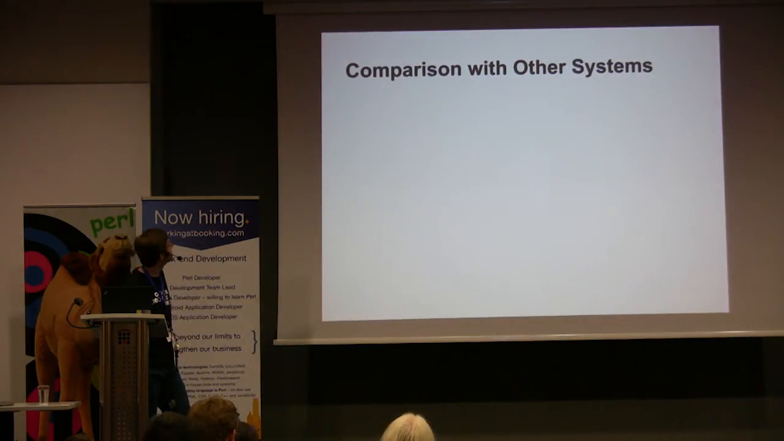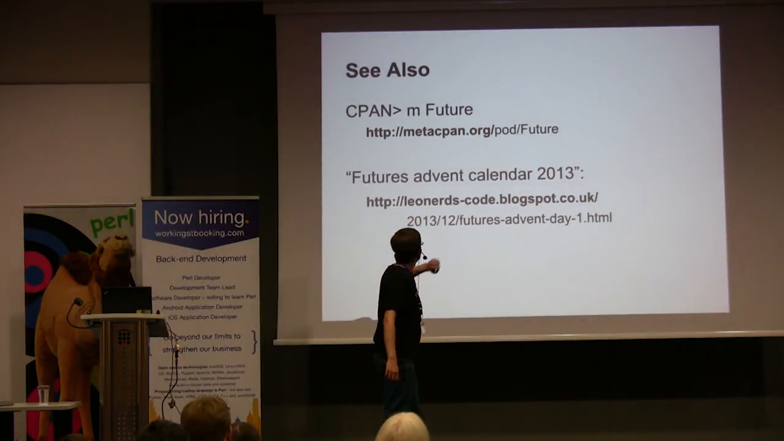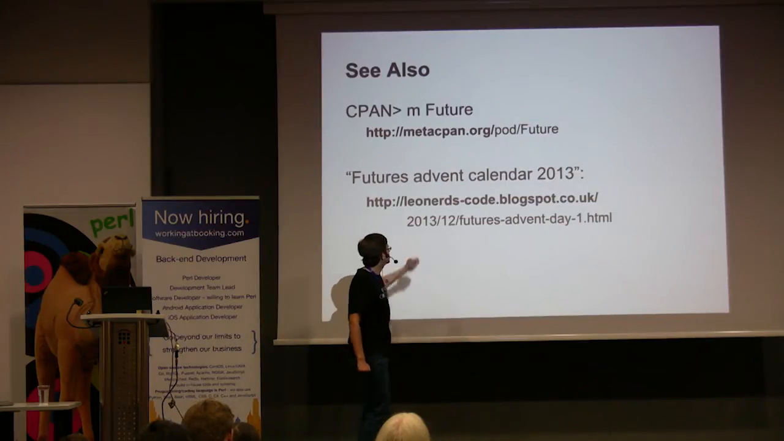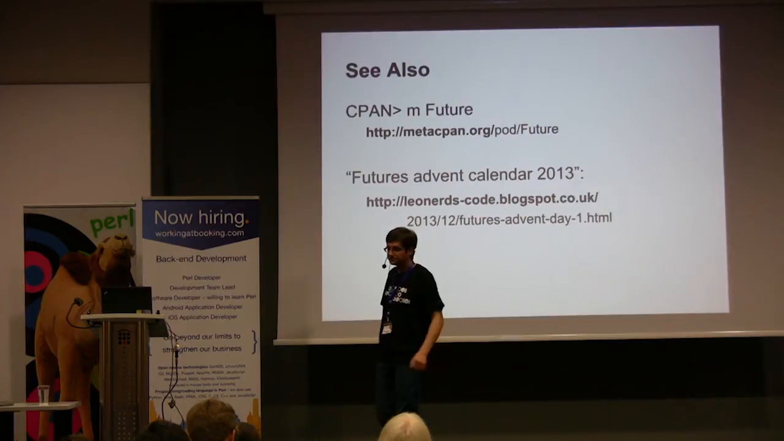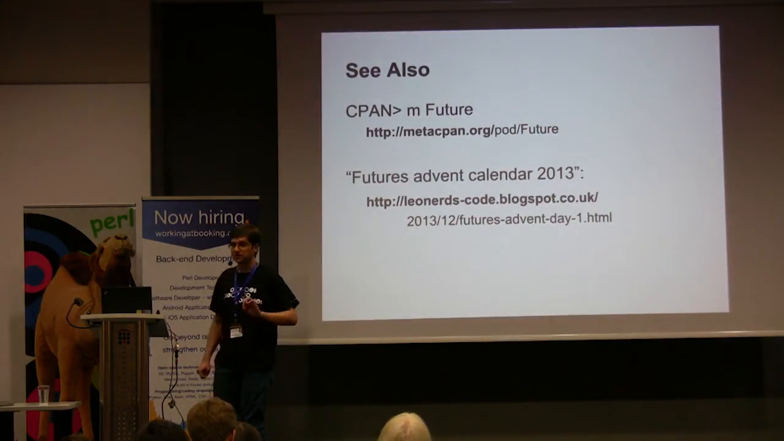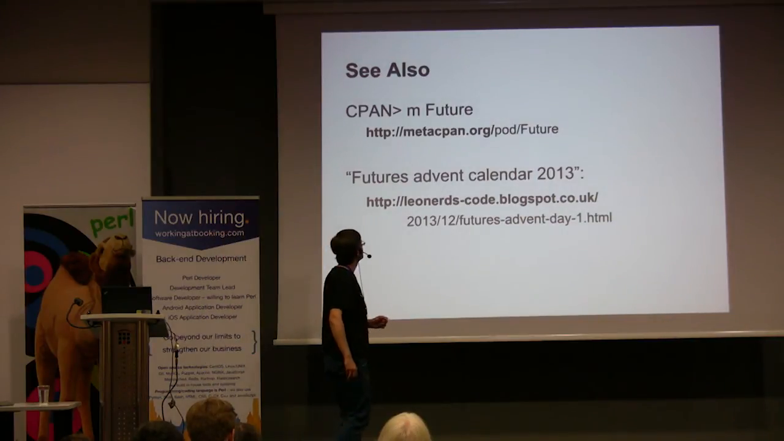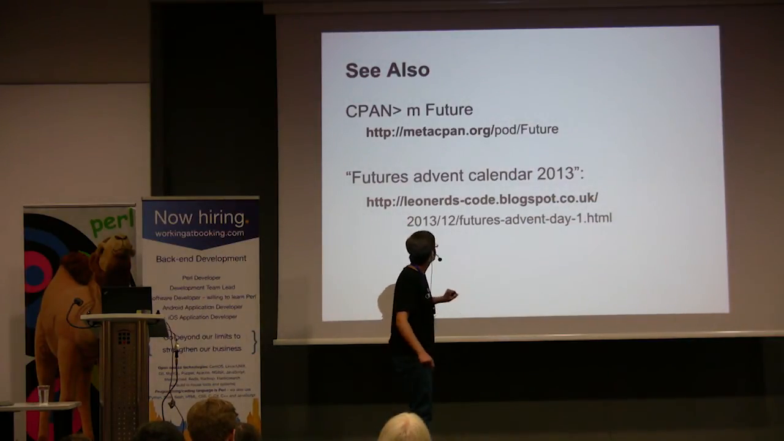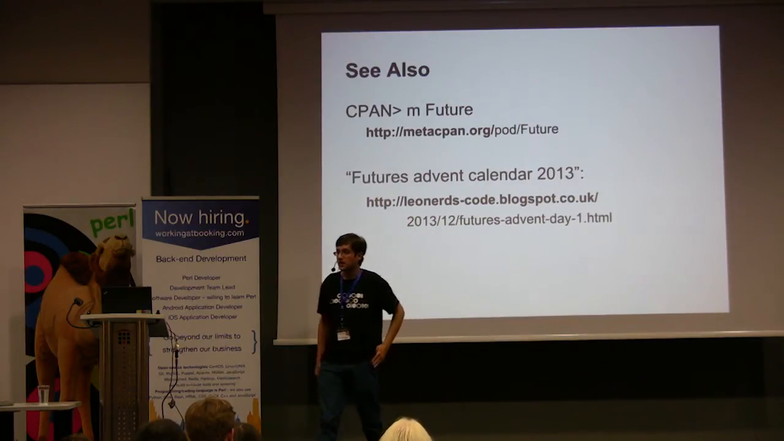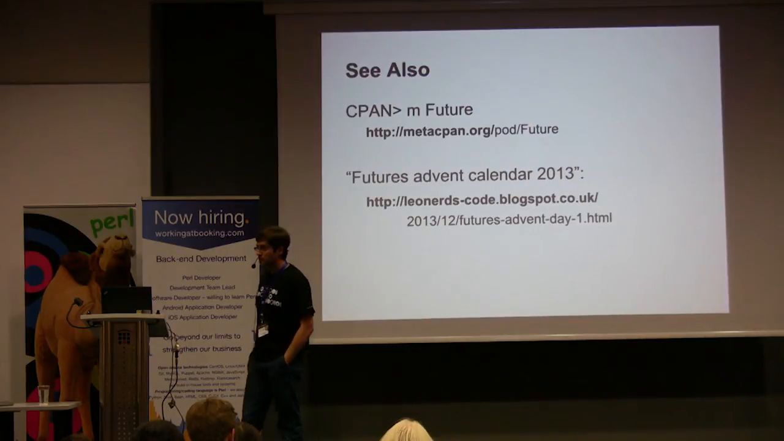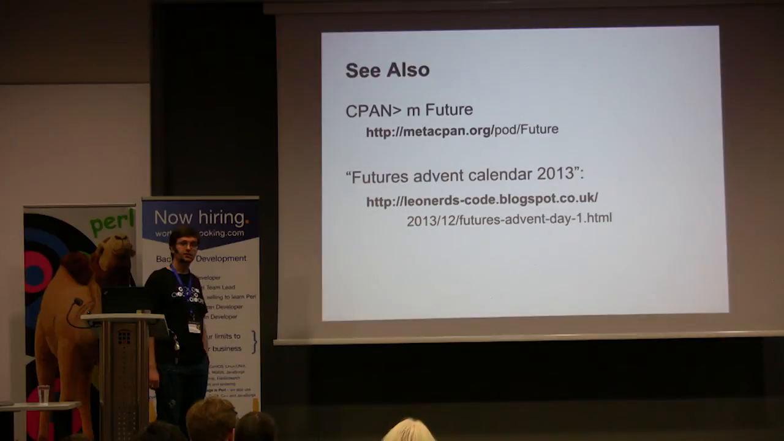So I was supposed to end here, but apparently I just talk faster. So there's the module. I wrote an advent calendar for Christmas last year. So there are 25 little slides about futures that start off nice and simple with little synchronous things and end up building up to a very nice large example of all the kinds of things you want to do. So if you want to read lots more examples, there are 25 fun and exciting examples on my code blog there. That's also linked from the future module itself. I think that's it. Any questions?